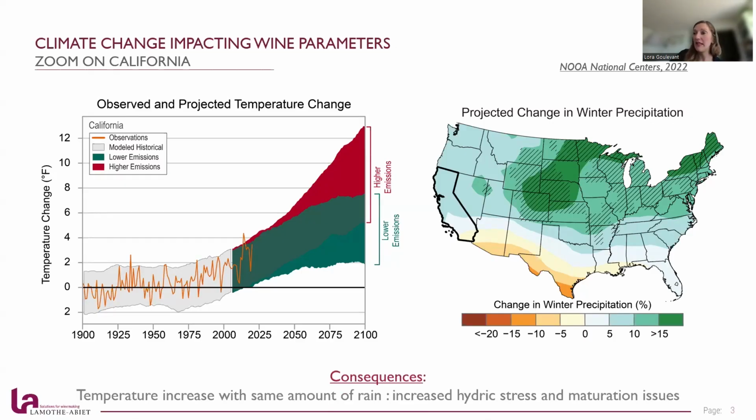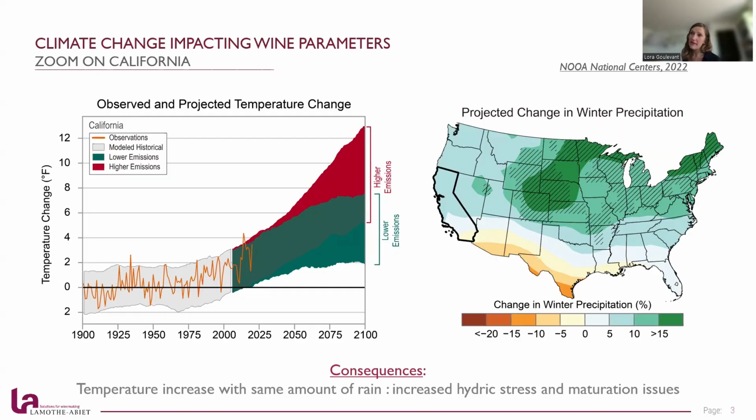So what it means is that with temperature increasing, even in 25 years it might increase by 2 to 4 degrees Fahrenheit. We will have the temperature increase, but the same amount of rain, the same amount of water. So it means there will be increased hydric stress, and it also impacts maturation. The maturation will be impacted, for example, with phenolic maturity arriving before the rest.